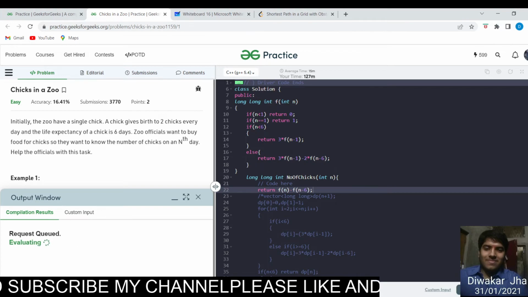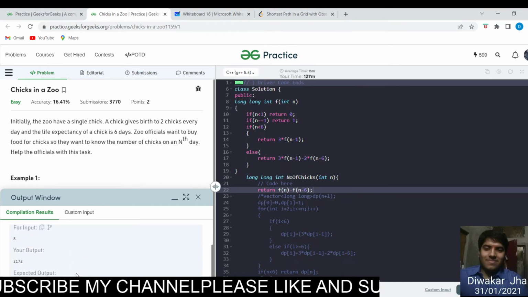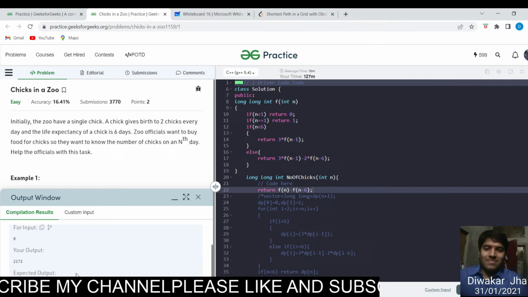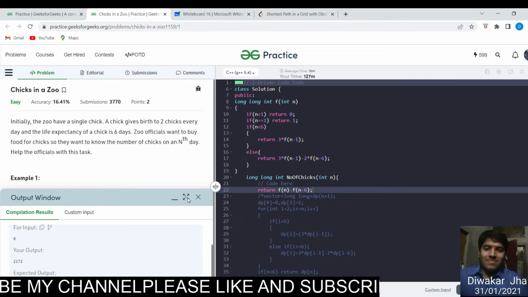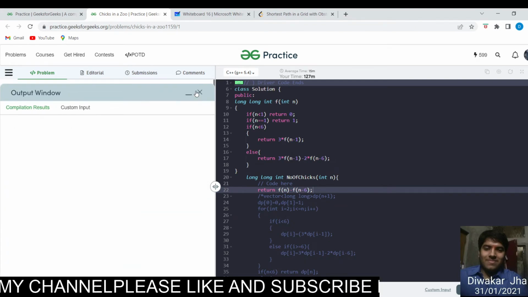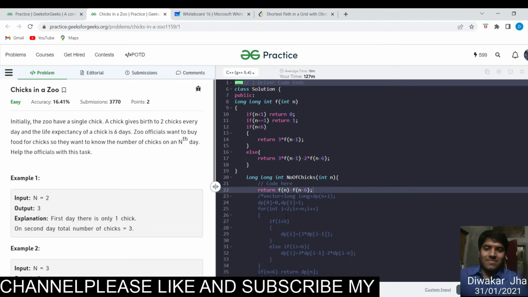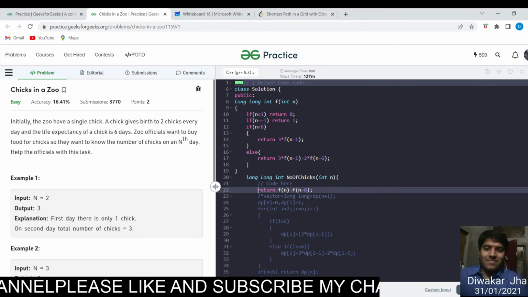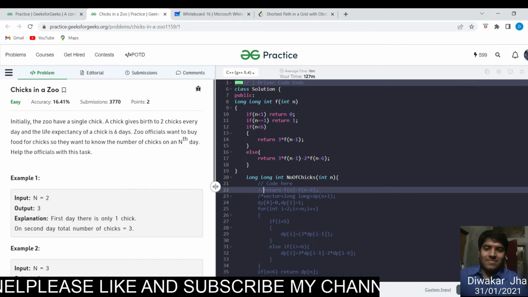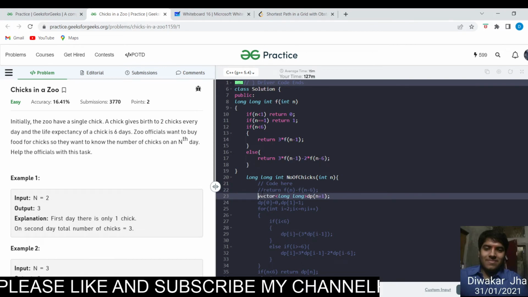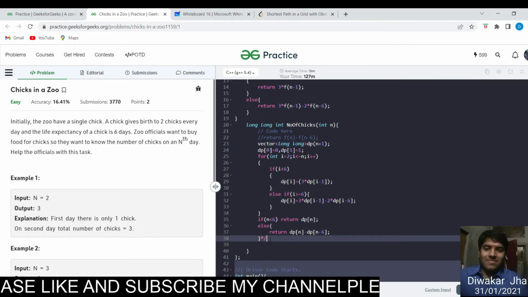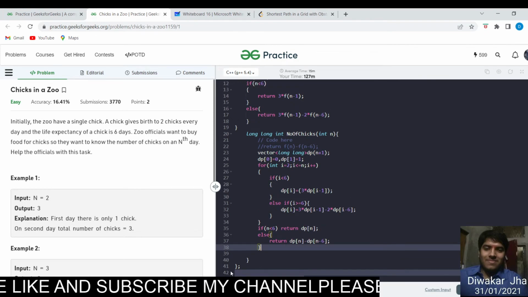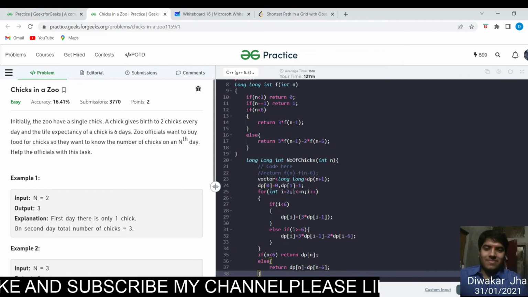You can check this code. Yes, this code is working. So this is the recursion part. You can simply comment this out, and this is our DP part.